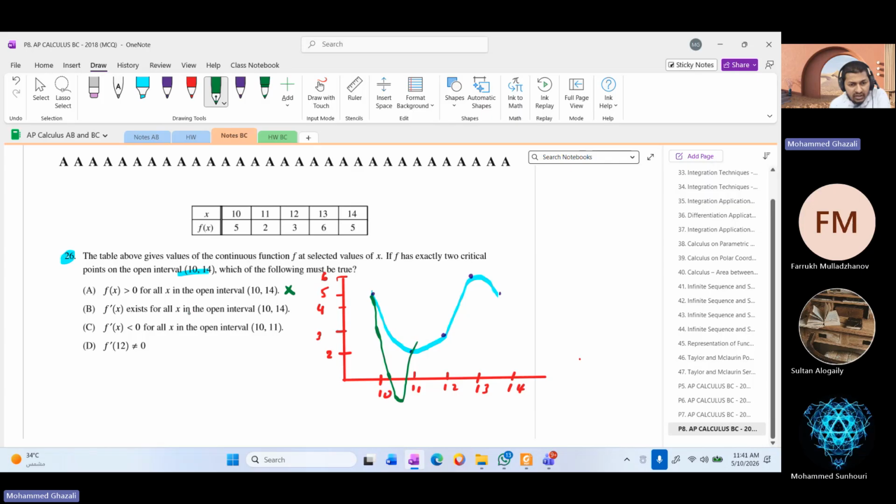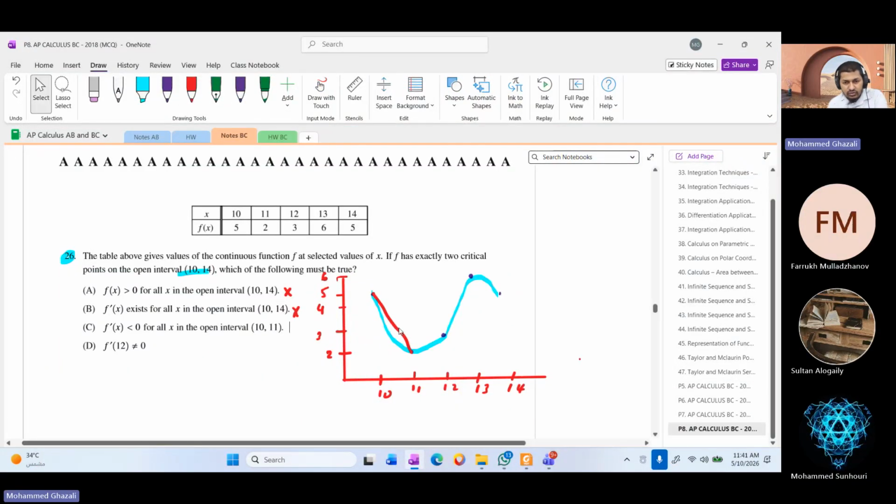f prime exists for all x in the open interval. They're saying it exists, but it can have corners, right? Because the graph can come down. I just drew a smooth curve, but I could have drawn a graph with corners. Now it's not differentiable at the corner. So that option is out. Now moving on to the next one. This one is also out.